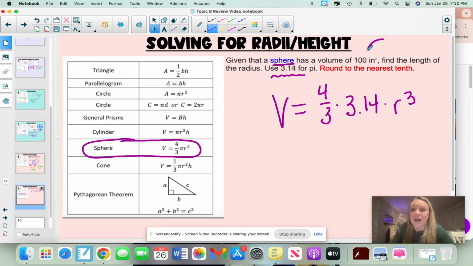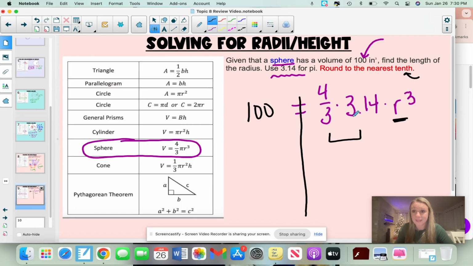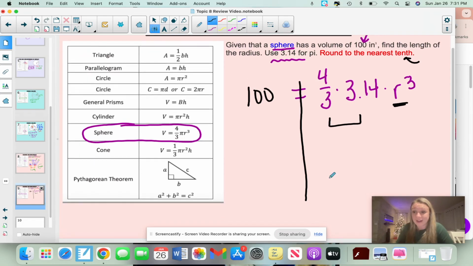It says that it has a volume of 100. So I'm going to erase V, and I'm going to plug in 100. And we're trying to find the radius. And at the end, we're going to round to the nearest 10th, which we haven't done yet. So we're trying to get r isolated and by itself to solve for it. Okay, so now it's time for the cleanup job. We need to combine these two numbers with multiplication into one singular number. Now, I bet you remember after doing this 100 times in class, when you do 4/3 times 3.14, it gives you 4.19. I don't even need to calculate that because we've done it so many times.